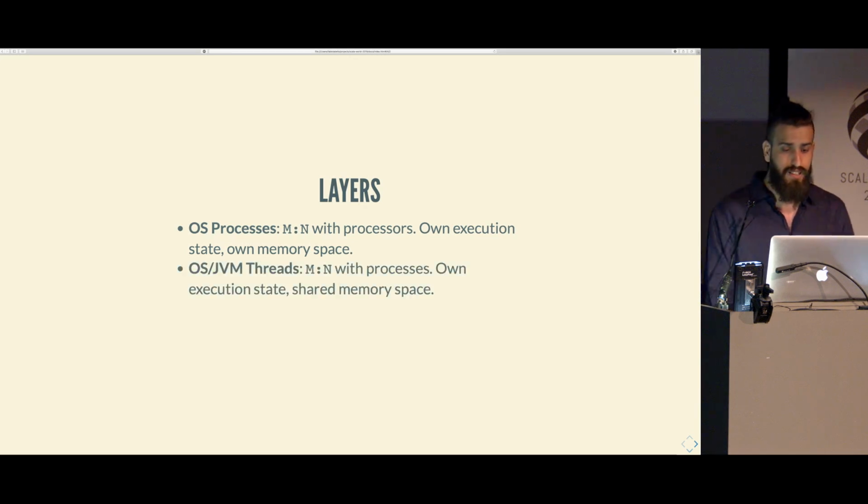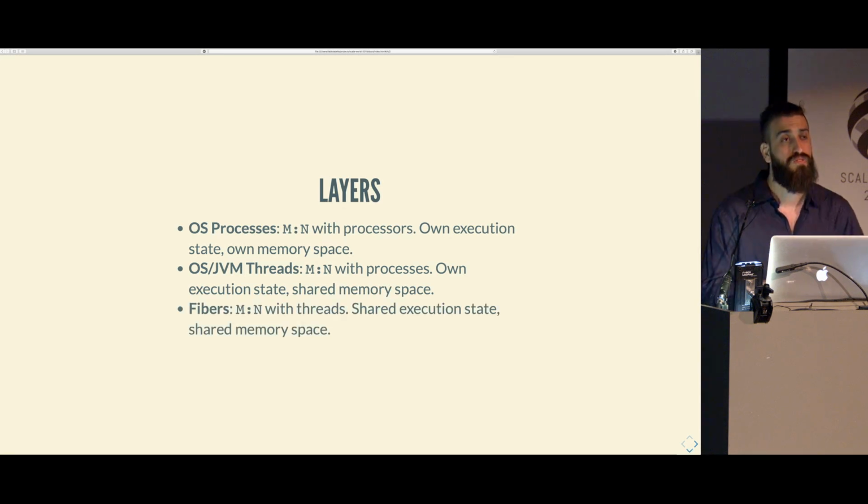Then you have OS threads, and these are end-to-end with processes. You can have multiple threads running in one process, and they still have their own execution state, but they share the same memory space. So they're a bit more lightweight than processes. And crucially, right now, JVM threads are the same as OS threads. This wasn't the case quite a few years ago, and it might not be the case when Fibers and Project Loom arrive, but for now, JVM threads are just the same as OS threads.